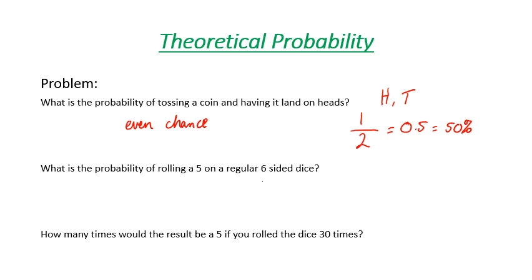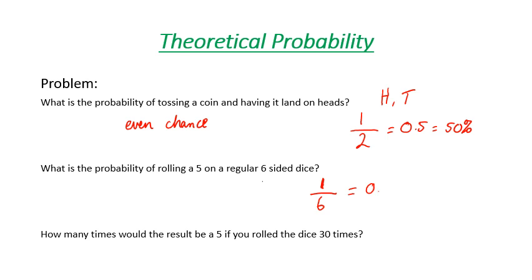The next question says, what is the probability of rolling a 5 on a regular six-sided dice? Well, the sample space of a six-sided dice is numbers 1 to 6, so that gives us 6 options. Okay, and if we roll a 5, 5 is one of those options. All right, so we're going to have 1/6 or 1 out of 6 chance of rolling a 5 on a regular six-sided dice.